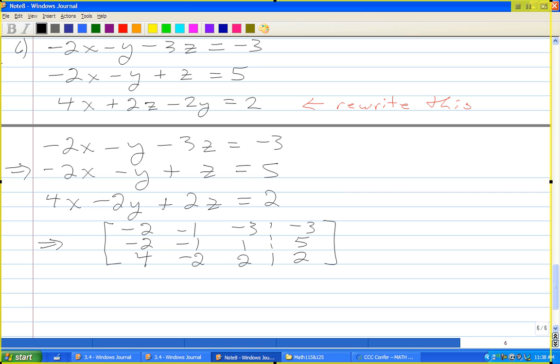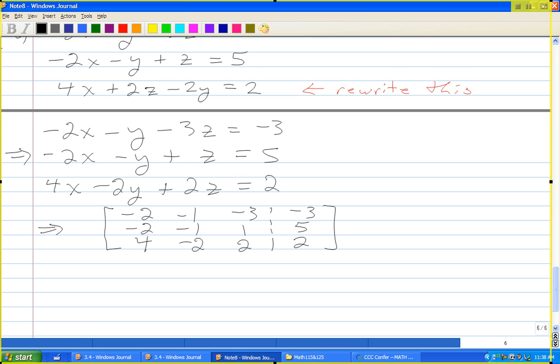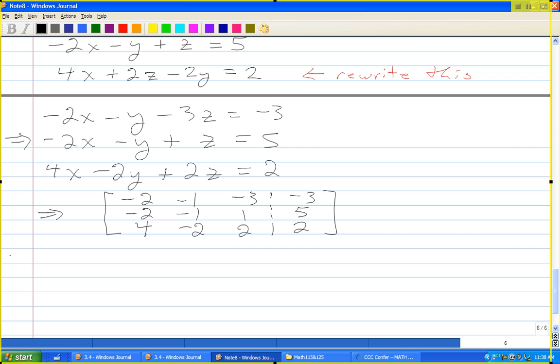Let me do problem number 4. X plus 2y plus 4 equals 0. Y plus 2x minus 1 equals 0. Let's rewrite these.